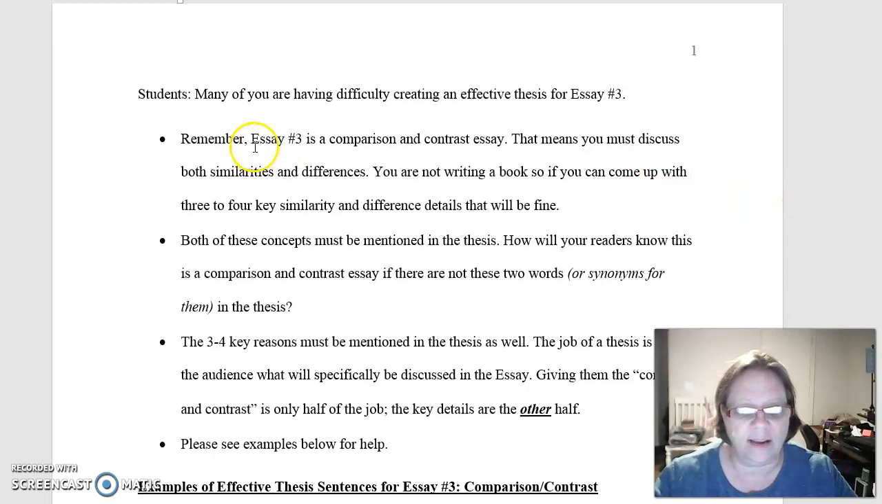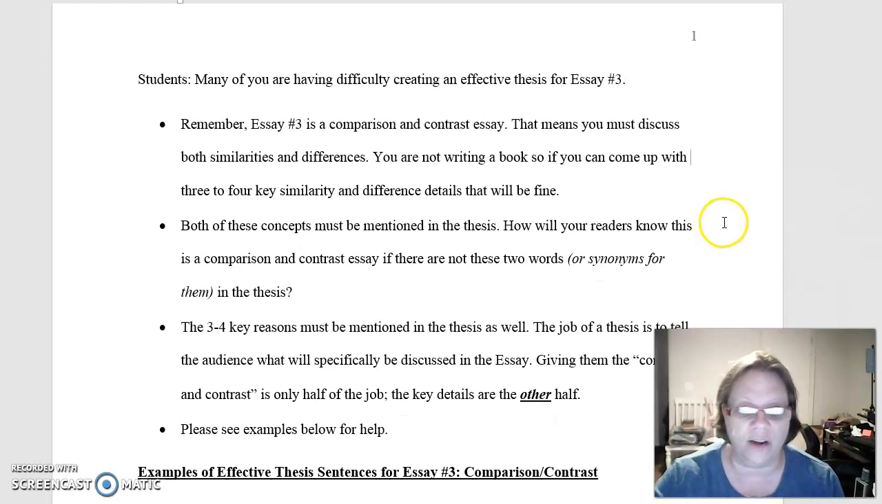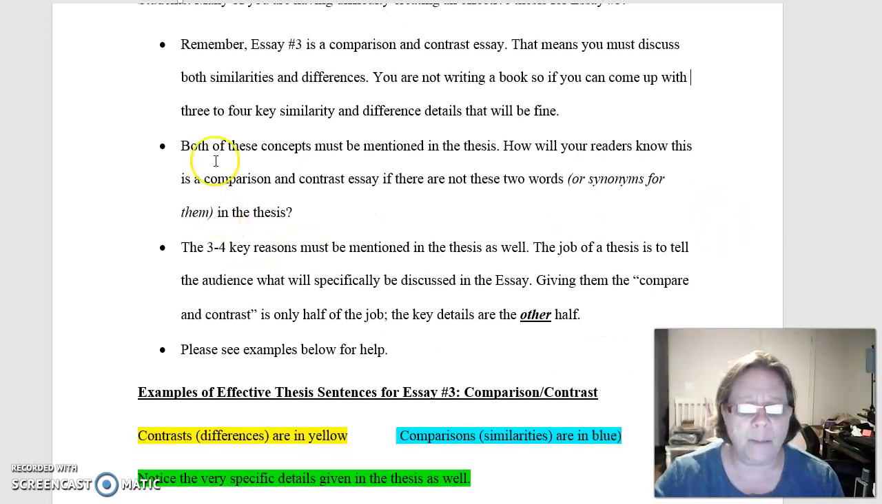So in their case, they were writing essay 3, and it's a comparison contrast essay. That means you must discuss both similarities and differences. Since you're not writing a book, if you can come up with 3 to 4 key similarities and differences, that would be fine, which was basically the same for y'all with your essay 1. Both of these concepts must be mentioned in the thesis. How will readers know that this is a comparison contrast essay if these two words or some kind of synonyms are not in the thesis? Okay, so they had to be there.